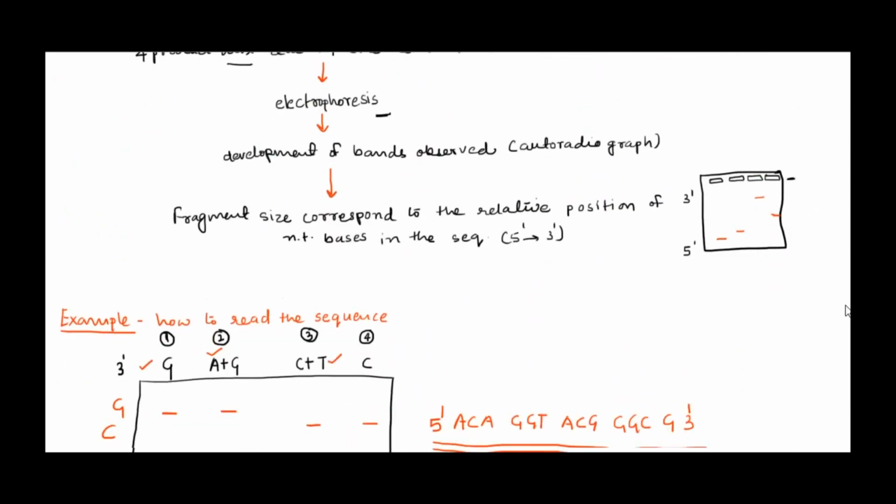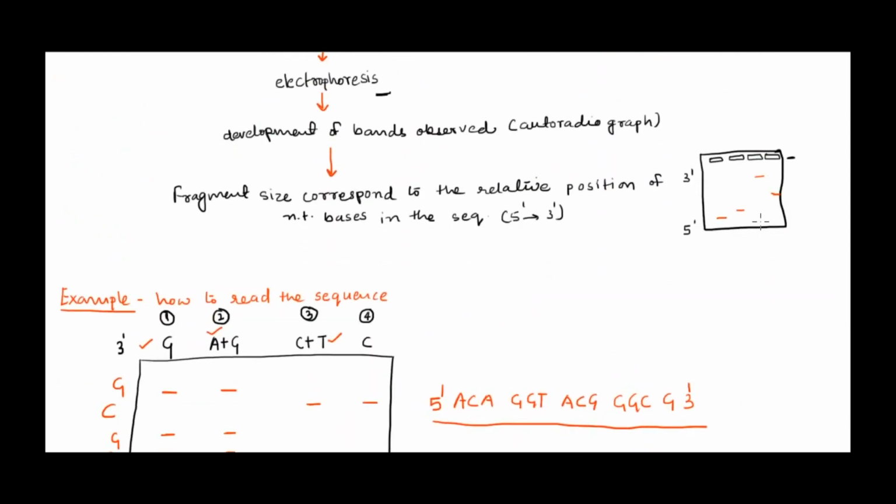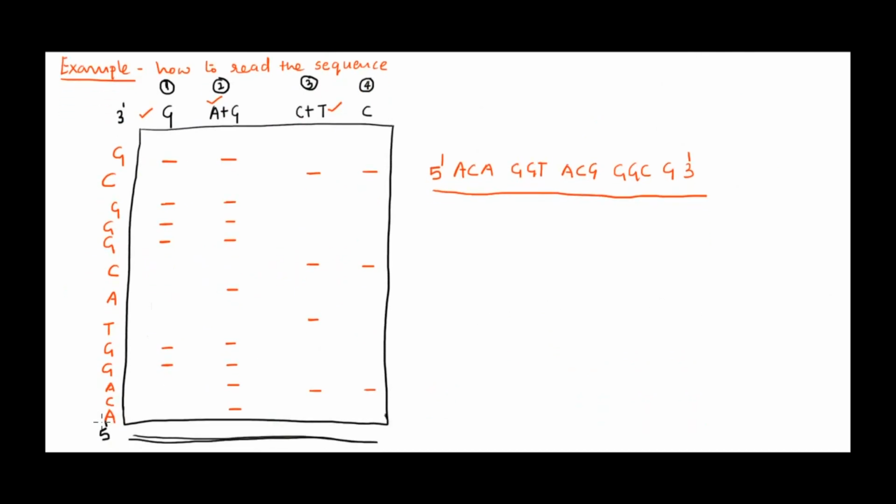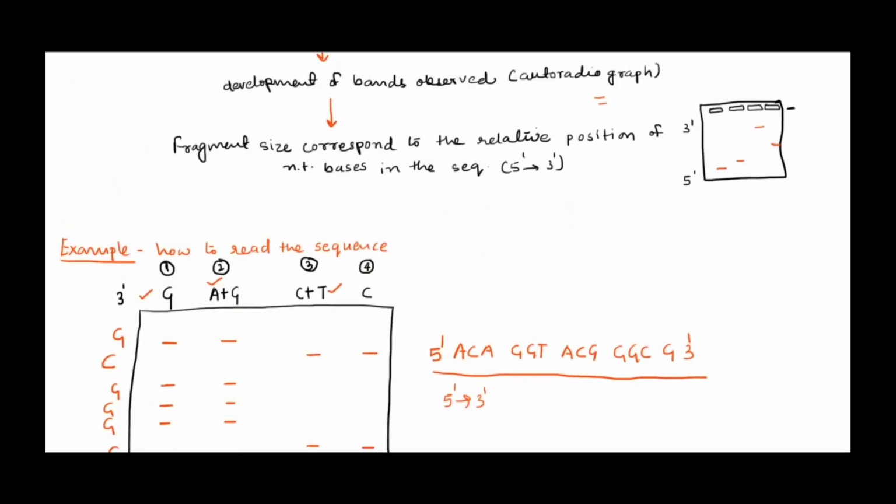So once we are ready with the reaction mixture, again we will go for electrophoresis, and based on the size of the fragments the DNA would be separated. Then we'll go for autoradiograph. We will see the development of bands, and from bottom to top you read the bands. That will give us the sequence of DNA in 5' to 3' direction. It's very interesting, I think. So that's all for now. I hope this video was helpful.